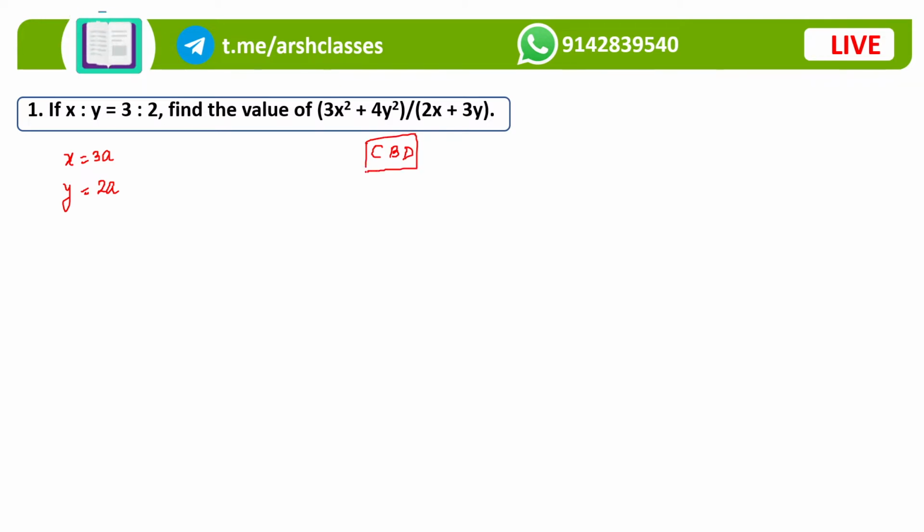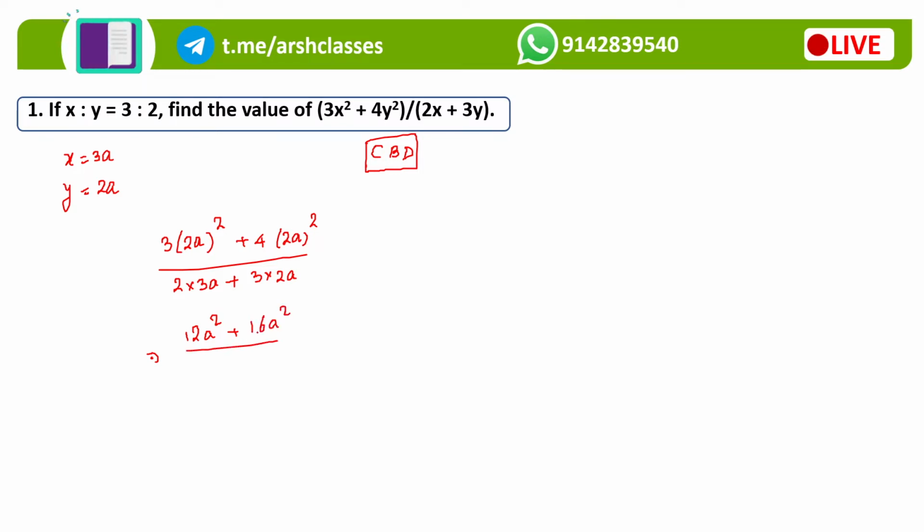Now let me show you how it cannot be determined. So this is 3 times x square, which is 3 into (2 times a) whole square, plus 4 into y square, so y square is (2 times a) whole square, upon 2 times x, and x is 3 times a, plus 3 times y, and y is 2 times a. Now this becomes 2 square, that is 4 into 3, 12 times a square, plus 2 square, that is 4 into 4, 16 times a square, upon 6 times a plus 6 times a. So what I get here is 28 times a square upon 12 times a.